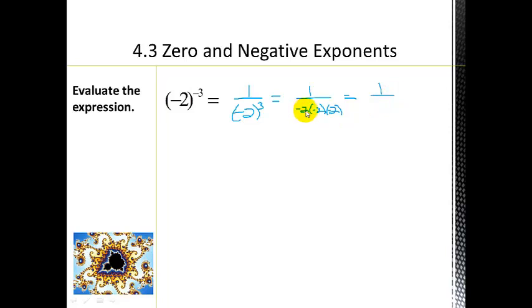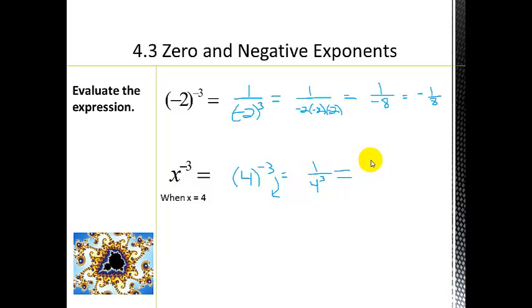So here we go. Negative 2 times negative 2 is positive 4. Positive 4 times negative 2 is a negative 8. Most people would put that negative sign off to the side and make it negative 1/8, kind of pulling that negative off to the side. But the way I would read this is negative 2 to the negative 3 power is negative 1/8.